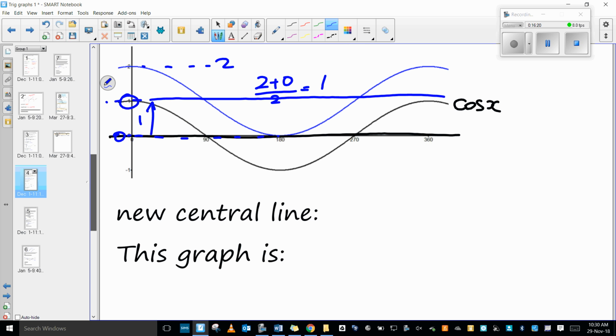So my new central line is at positive 1, which means this must be y equals cos x plus 1. The main reason I'm suggesting to check where the central line is, rather than just say this graph just shifted up, is because sometimes they'll change the amplitude and the central line. So you can't just say, well this was 1, this is now 2, therefore it must have shifted up. Because if they change the amplitude as well, then you're going to have different information. So always try to find where this new central line is. Find the maximum point, the minimum point, add them up and divide by 2.